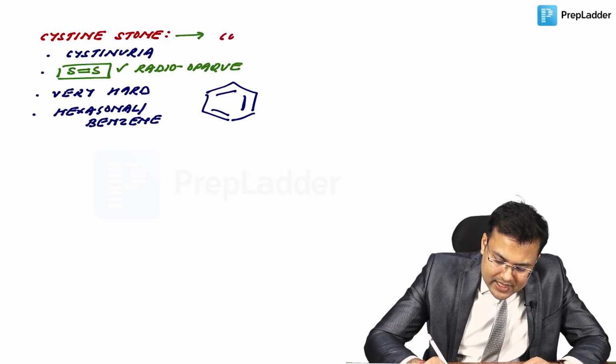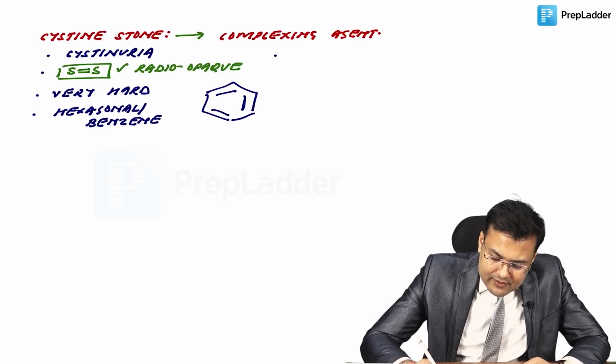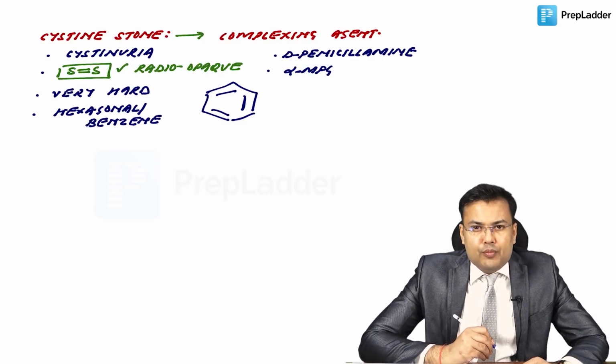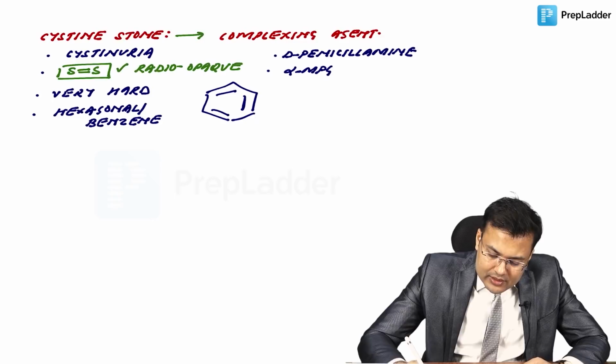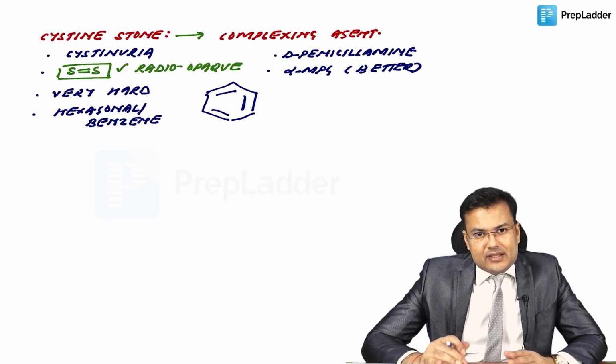So how are we going to manage this cysteine stone? We give a complexing agent. There are options. We give D-penicillamine. This was asked many times in exams. And what is better than D-penicillamine? It's alpha mercaptopropionyl glycine, because it is better tolerated by patients. So this is how we manage cysteine stones.